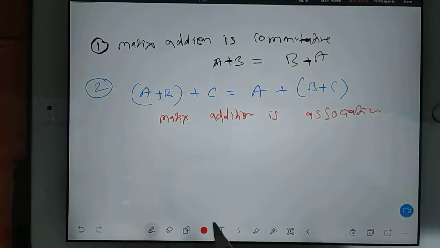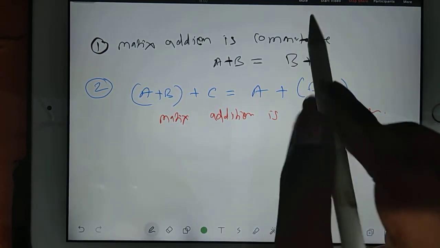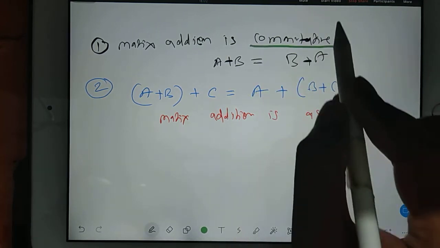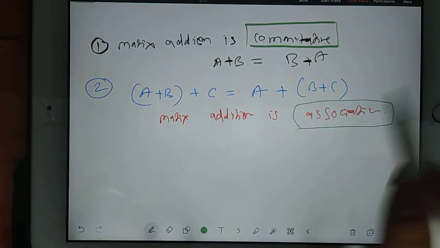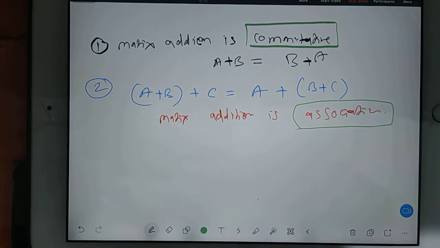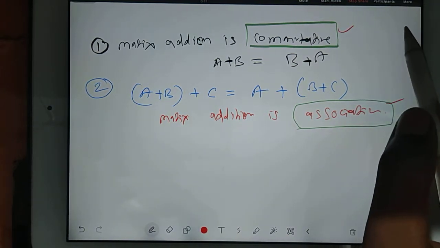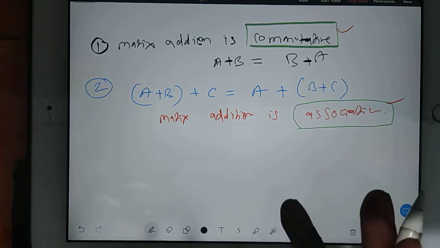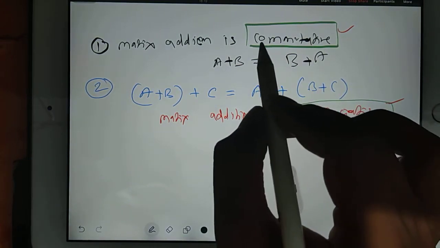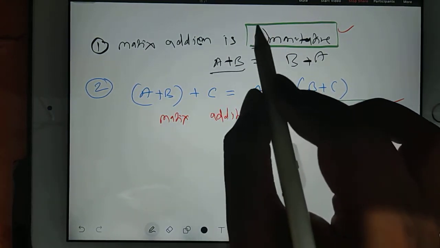Actually guys, why are we bothering about these names? Because in the GATE exam, if these names are coming, commutative, associative, then you should know the meaning of these words. Anyone can easily forget, and confusions may come.